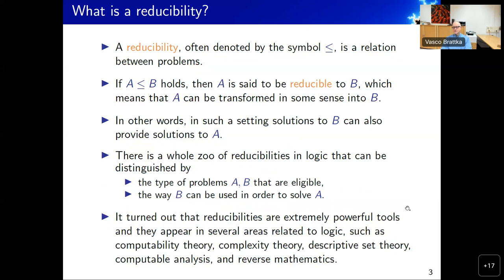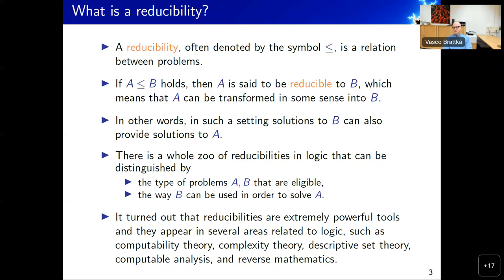Now, what is a reducibility in general? I want to speak about the role that reducibilities play in logic, so I should say some words on what a reducibility is. Very generally, we can say that it's a relation between problems. The idea is that we relate two problems, A and B, to each other, and we say that A is reducible to B in a situation where it is somehow possible to transform the problem A into the problem B in such a way that solutions to the problem B give us some information about solutions of the problem A. So that's, I think, in a very broad sense, the idea of reducibility.